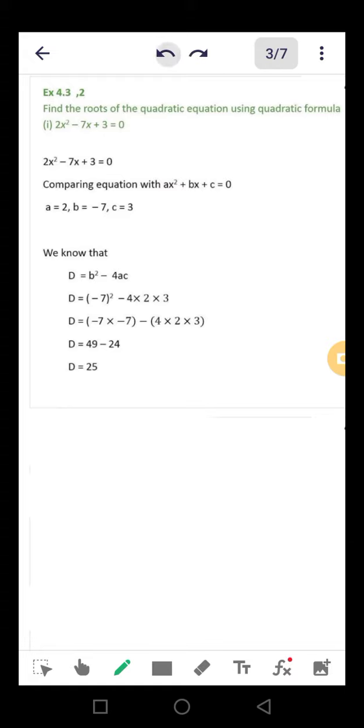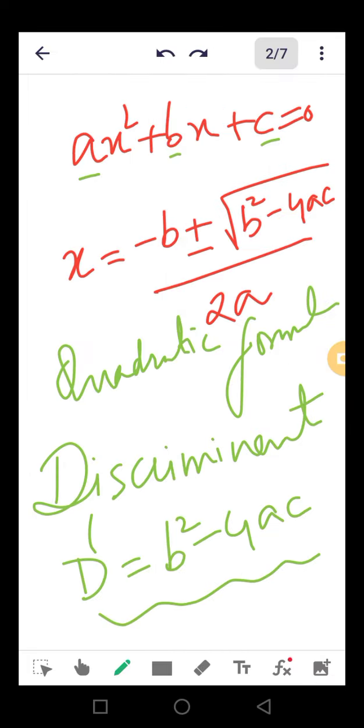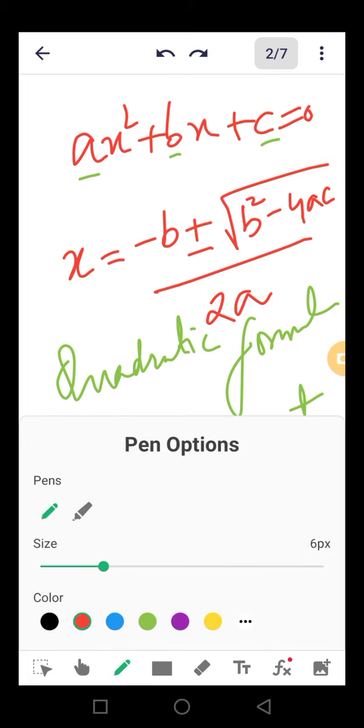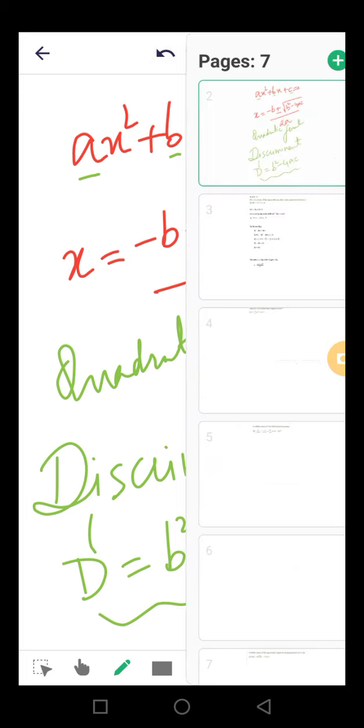Now I'll write the quadratic formula. x is equal to minus b plus or minus square root of D, divided by 2a. What is D here? You can even write b square minus 4ac in place of D, or you can write D here. That is also correct. So I am writing D here.